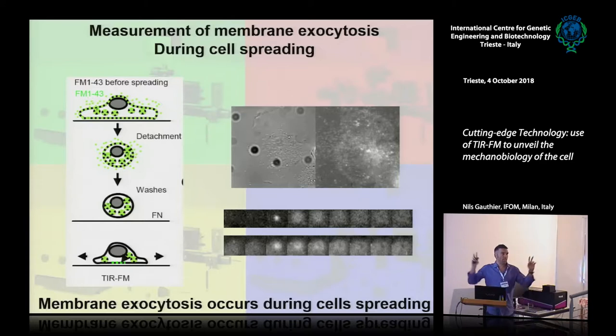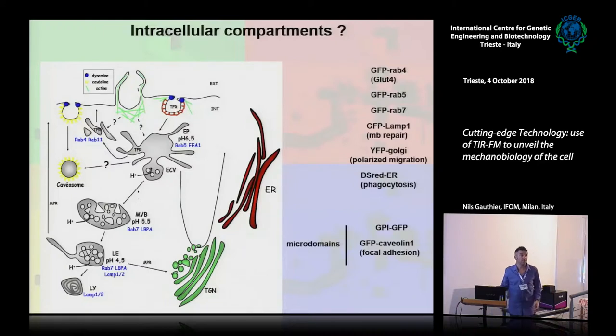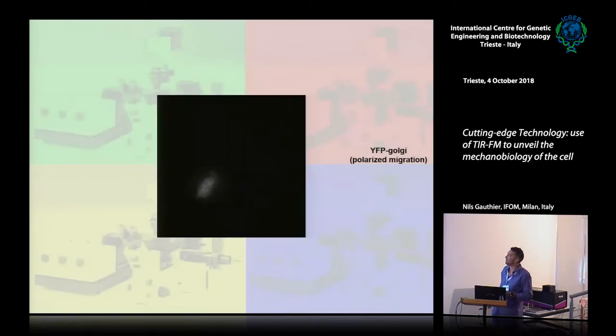It means that there is membrane exocytosis during cell spread. But membranes can come from many different storage zones. How do you define that? You use fluorescent proteins for each of those compartments. And then over many iterations of experiments, we rule out some and we put some forward by just doing experiments.